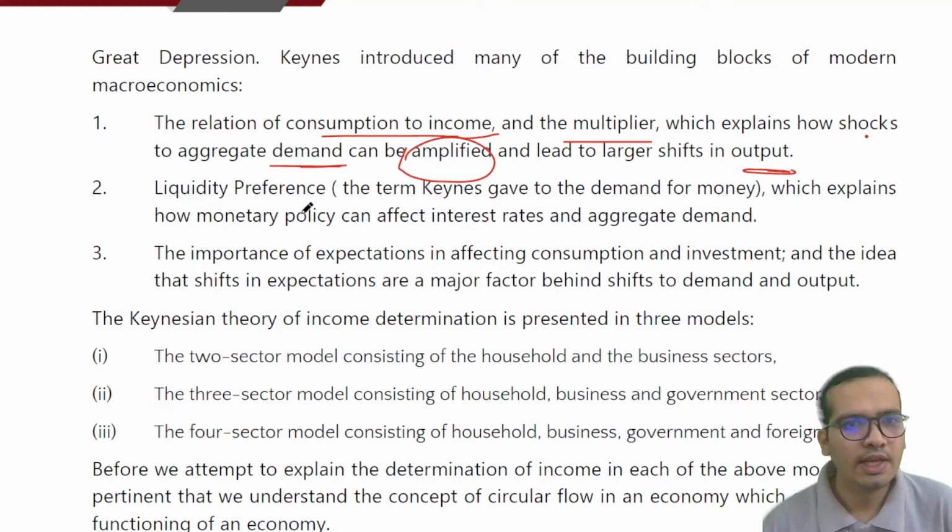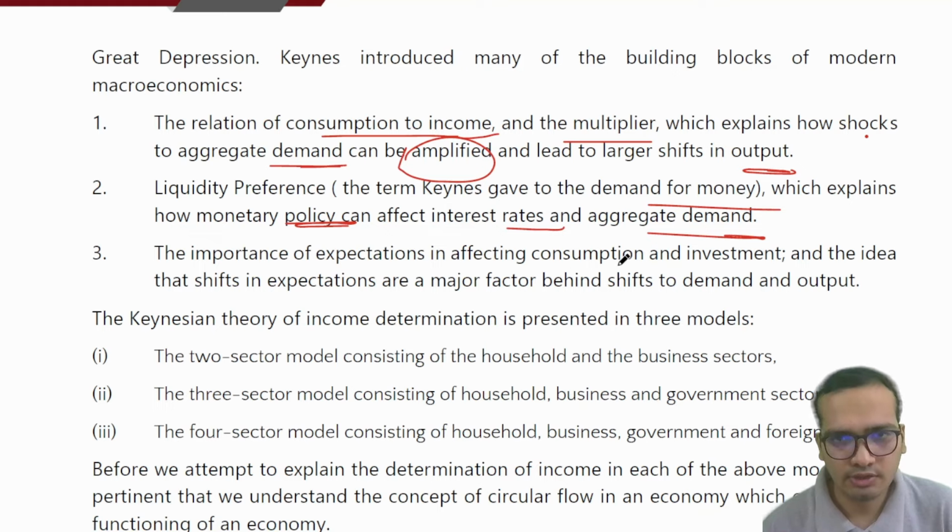Then we have liquidity preference, the term Keynes gave to the demand for money, which explains how monetary policy can affect interest rates and aggregate demand. And third, the importance of expectations in affecting consumption and investment, and the idea that shifts in expectations are a major factor behind shifts in demand and output.